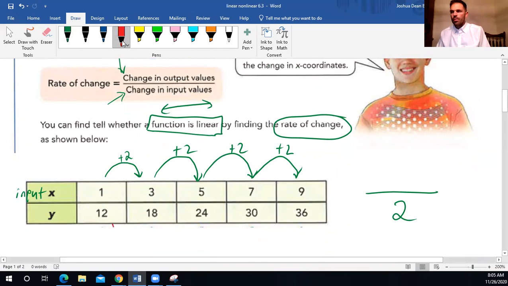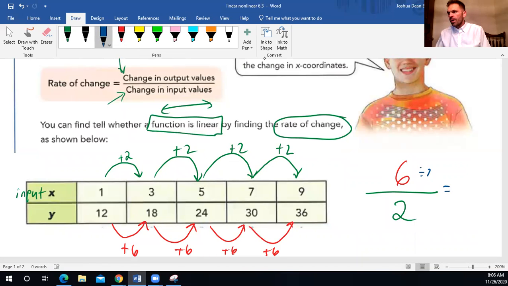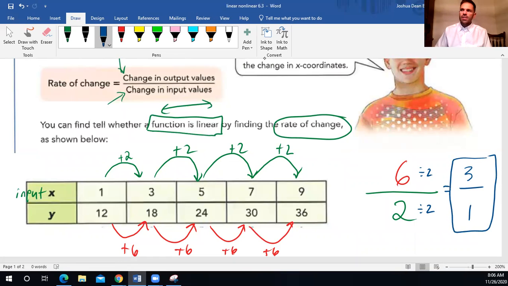How much does y go up or go down? Y goes up plus 6, plus 6, plus 6, plus 6. So every time my x changes by 2, my y changes by 6. Now we could simplify that and say, you know what, both of these are divisible by 2. So I'm going to divide both of these by 2, and I get 3 over 1. And there is my rate of change.